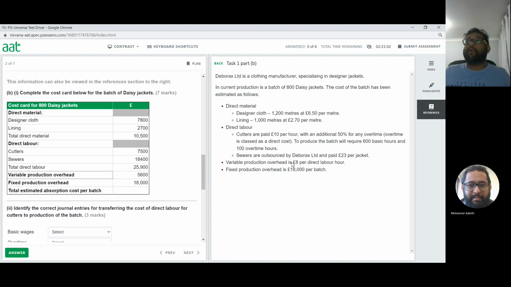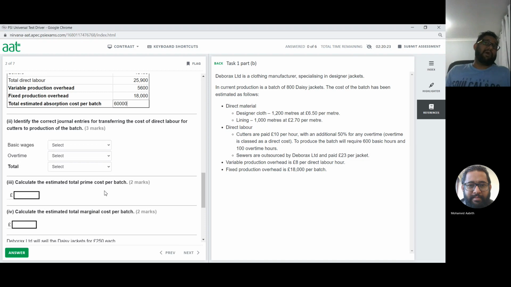So you need to make sure this OAR, the overhead absorption rate per direct labor hour, we multiply by the total hours there. So everything added together, you should get the total estimated absorption cost per batch. The amount is 10,500 plus 25,900 plus 5,600 plus 18,000 fixed production overheads. All of that cost together will give you a grand total of 60,000 pounds. Okay, so that is a 7-mark question there.